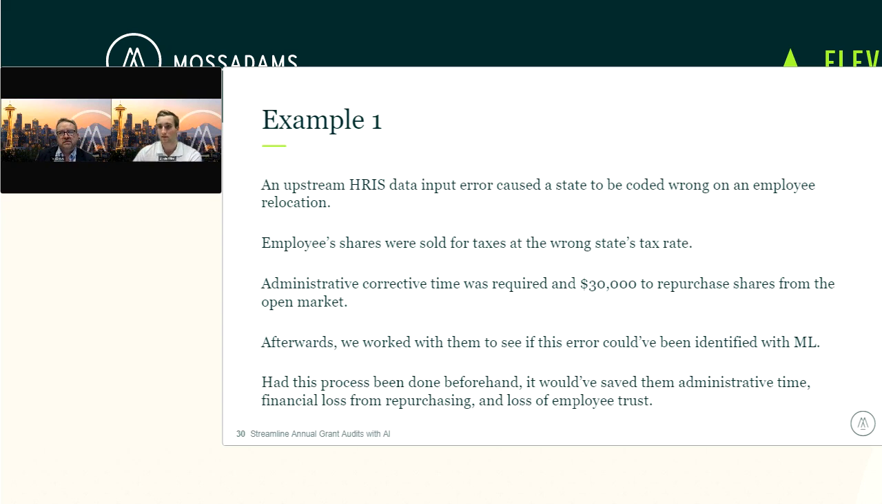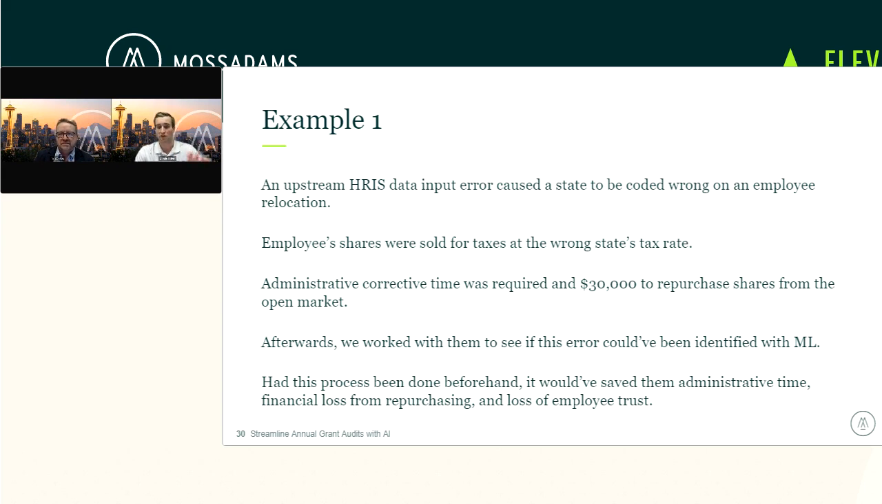The hypothesis that we had for them was that had this process been done beforehand, this could have saved you administrative time, financial loss from the repurchasing of shares, and some of the loss of employee trust. So what we did with this client is we said, let's use this type of AI analysis on this example, and then also use it on a future example as well, so that we can try and catch these types of errors for you.